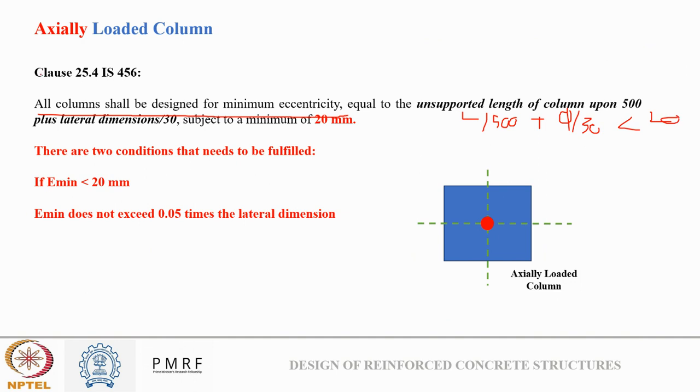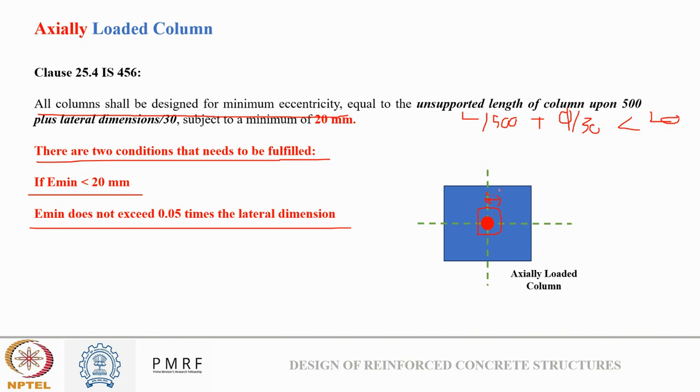So we say a column is an axially loaded column when two conditions are fulfilled: when the eccentricity is less than 20 mm, and when the eccentricity does not exceed 0.05 times the lateral dimension of the column. It is not always true that the load acting will be directly at the center. If it is at some distance within the limit of 0.05 times the lateral dimension, that is acceptable.